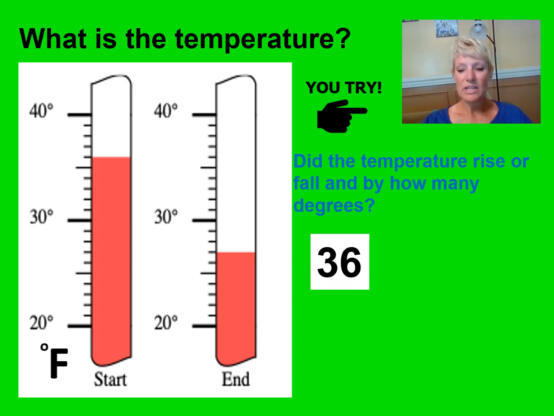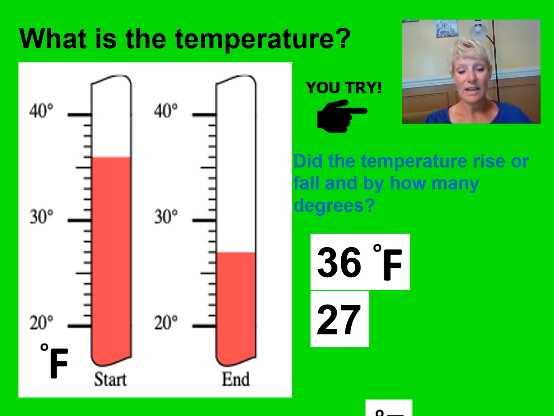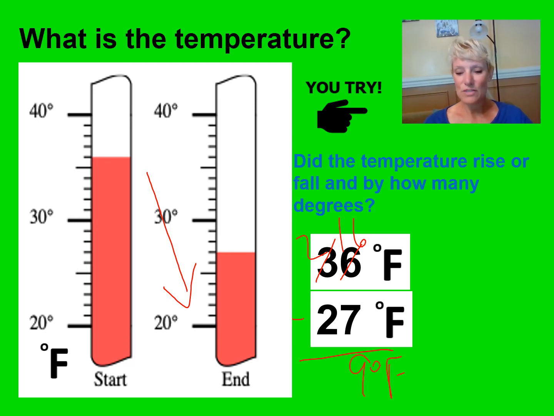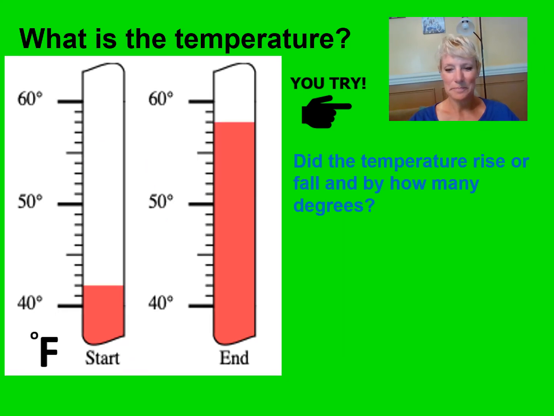Okay, first thing that I would notice is that I have 36 degrees for the first one, and I have 27 degrees. There was a drop in temperature. It means it was warmer and it got cooler. And to find out how many degrees it dropped, I am going to subtract. So I went ahead and subtracted, and you should have had 9 degrees Fahrenheit as your answer. All right, try this one.